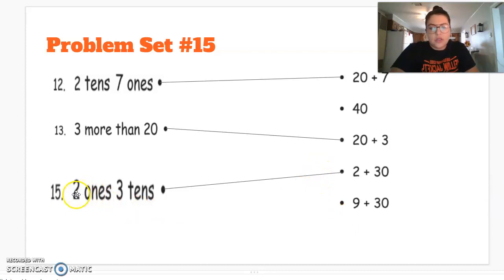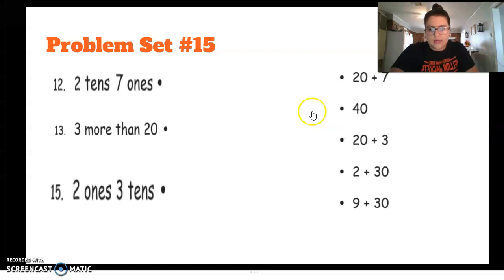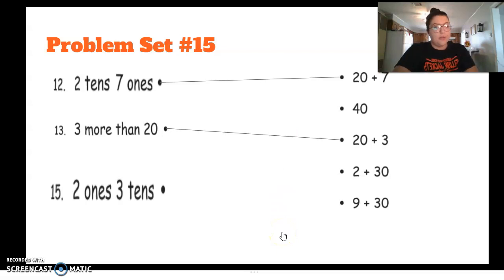But you look at 2 ones and 3 tens. Maybe I didn't put them in the... Oh, yes, I did. Okay. Maybe I clicked too much. 3 more than 20. 20 plus 3.